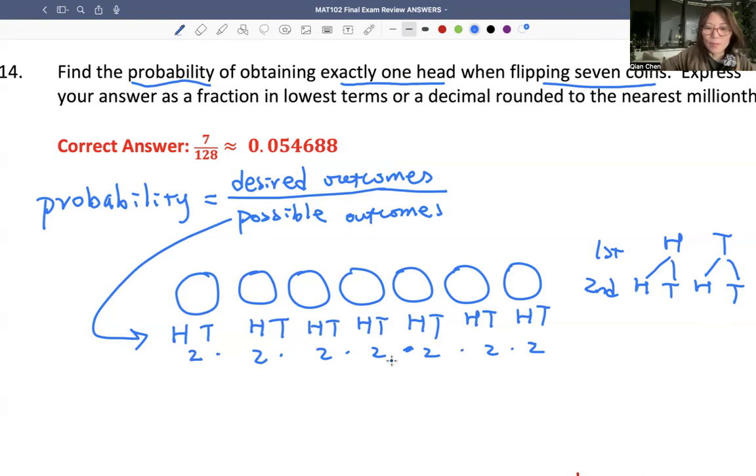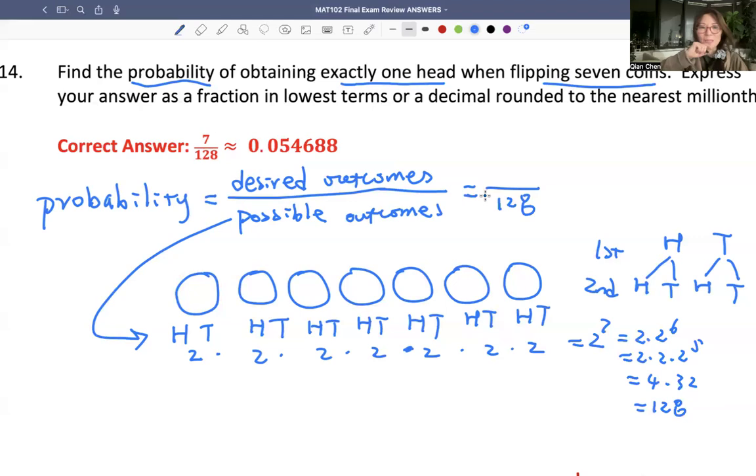So we get 2 raised to 7. So when we multiply, we get 2 raised to 7. That's 2 times 2 raised to 6. That's 2 times 2 times 2 raised to 5. 2 times 2, that's 4. 2 raised to 5 is 32. So 4 times 32, that's 128. So we know the denominator is 128.